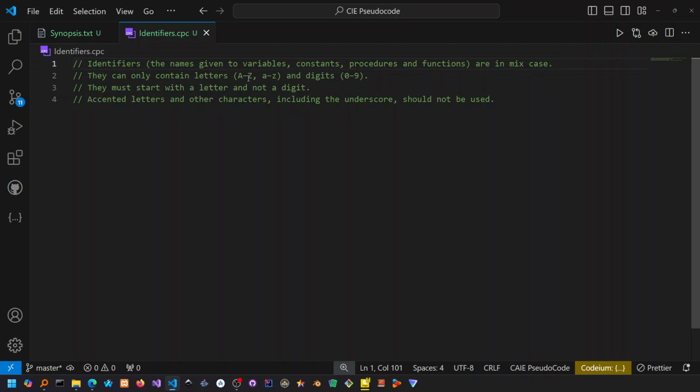So you always want to make sure that it has a letter first, then any numbers you want to use should come after placing a letter as the beginning character of your identifier. Also, accented letters and other characters, including the underscore, should never be used for identifiers. For the most part, this is because some of these characters are going to be used as operators in pseudocode. Some of them, not all of them. So you'd always want to make sure that there's no confusion in that aspect.